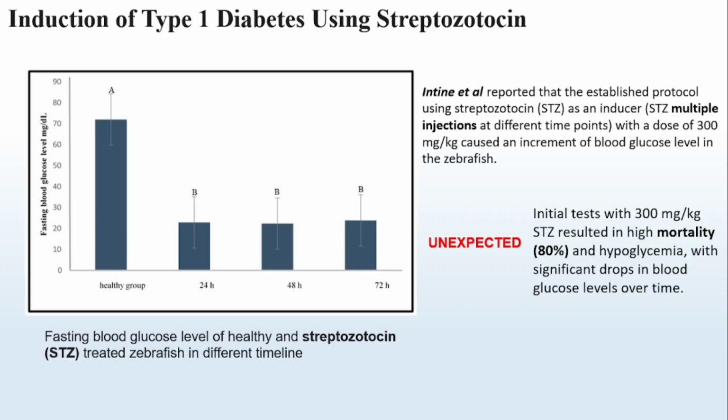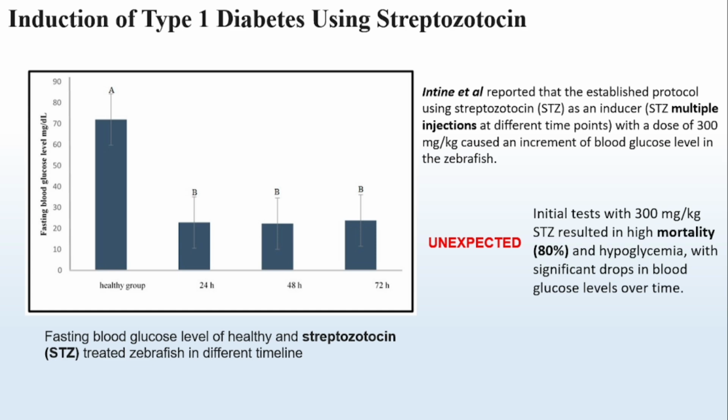For the induction of type 1 diabetes using the STZ, to know that we have successfully induced the diabetes condition in the zebrafish, we have to measure the blood glucose. To do that, we have to fast the fish for at least 12 hours and then collect the blood to measure the blood glucose.